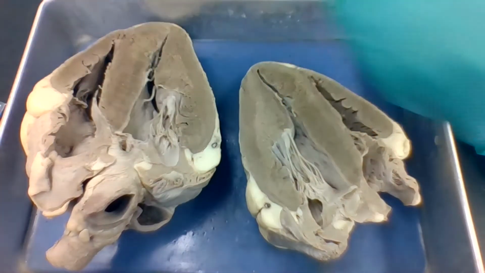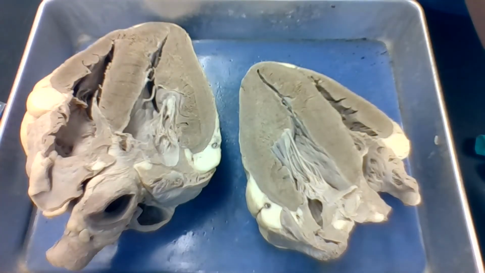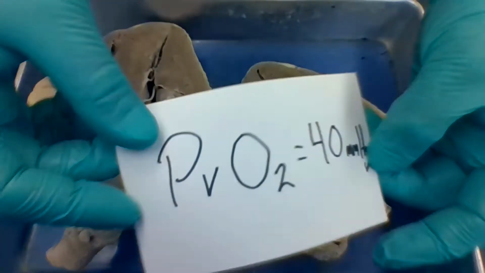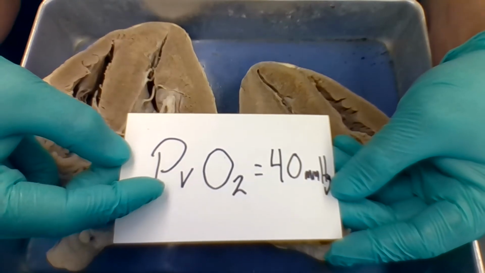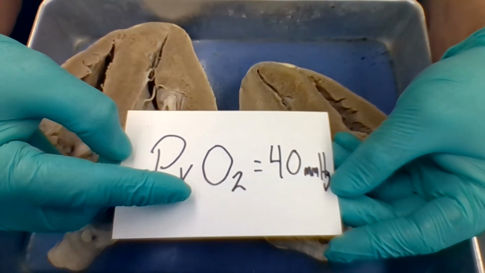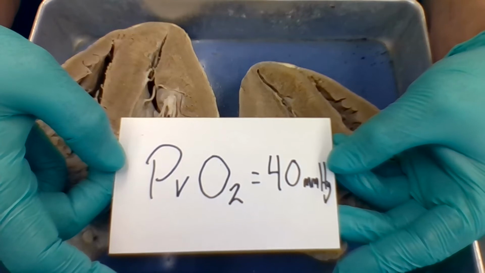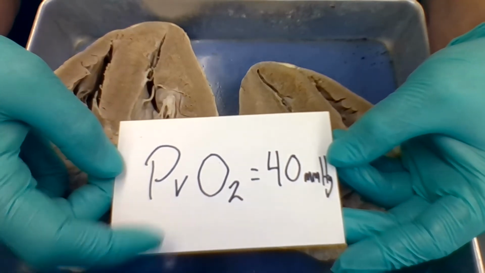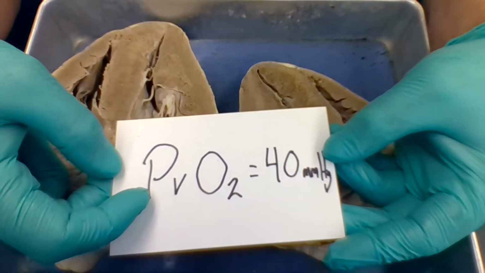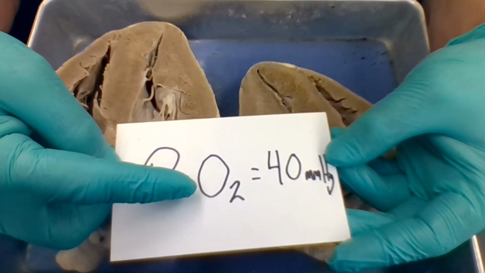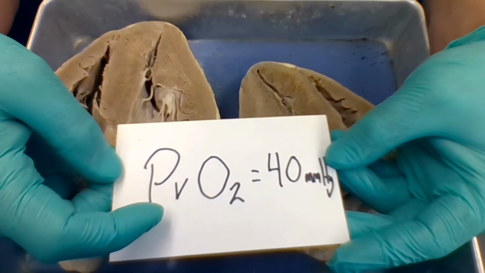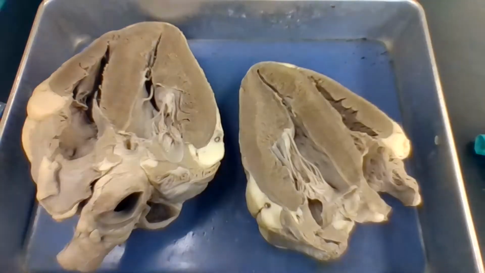Okay, the partial pressure here, I'll write it down for you. The partial pressure of that is about 40 millimeters of mercury. So the partial pressure of oxygen in the venous blood is about 40 millimeters of mercury. Partial pressure, if you don't remember from chemistry, is just the pressure that would be exerted on the walls, in this case of a vessel, if it was just oxygen present. Okay, so about 40 millimeters of mercury.